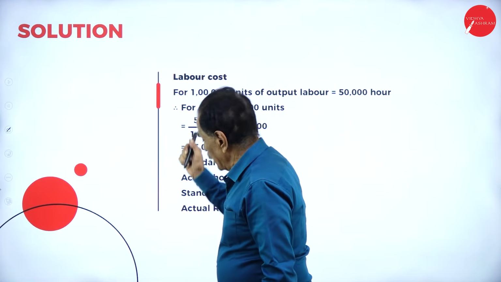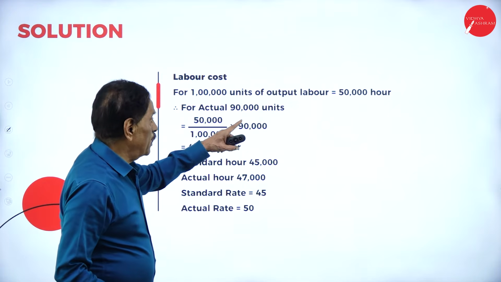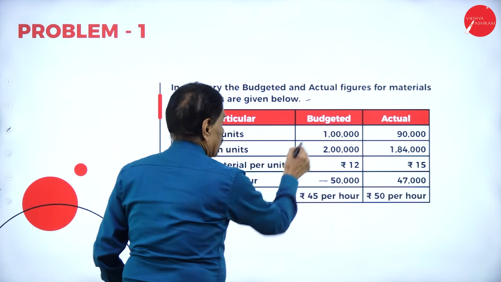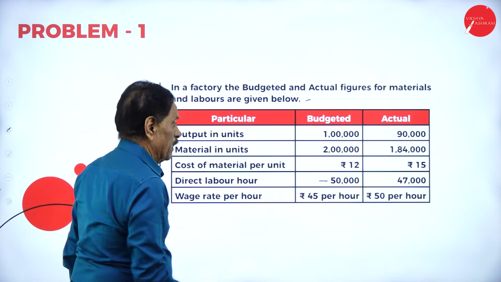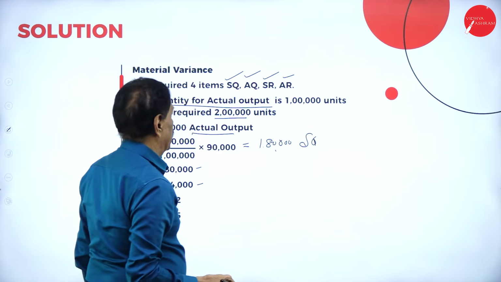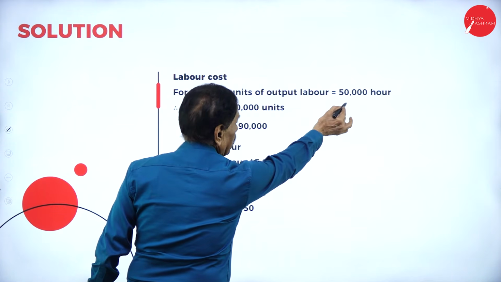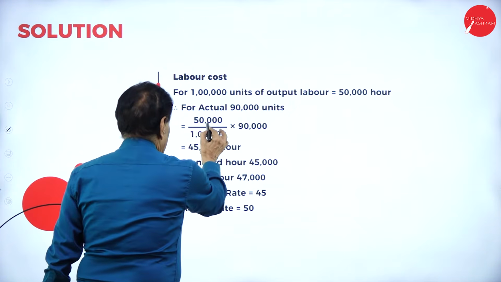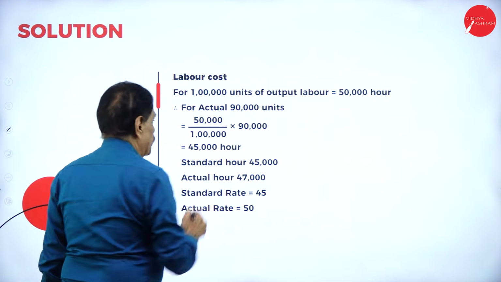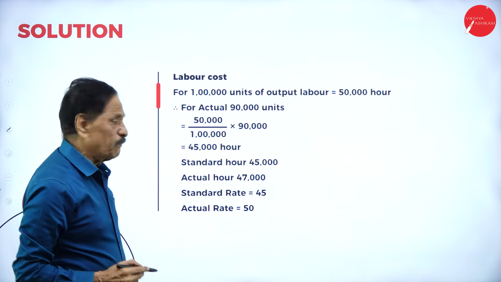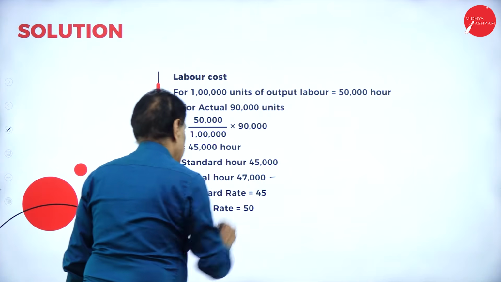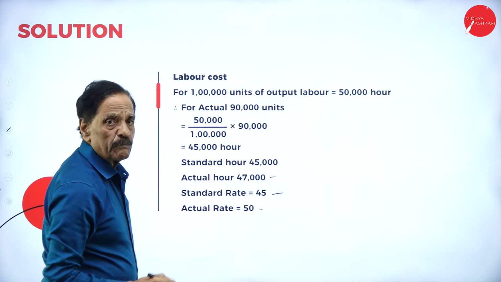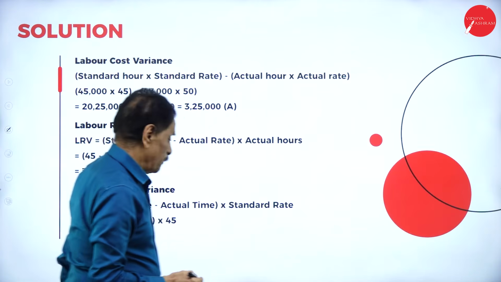Then we'll go to labor cost. For 1 lakh units of output, the labor hours required are 50,000 hours. See that. For 1 lakh units we require 50,000 hours, so for an actual output of 90,000, 50,000 divided by 1 lakh into 90,000 is 45,000 hours standard hours. Actual hours given is 47,000. Standard rate is 45. Actual rate is 50. That is given. We'll move on.